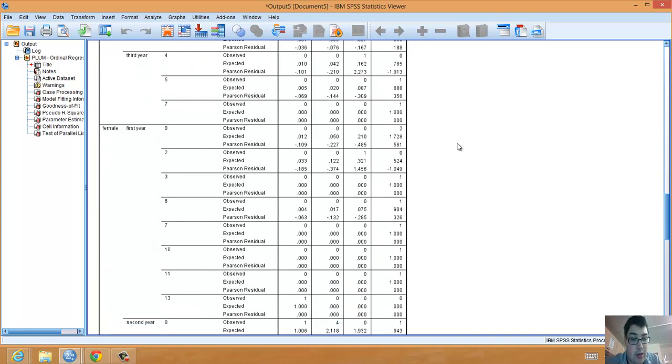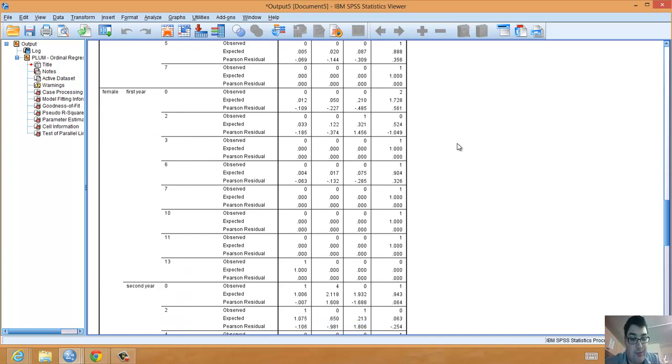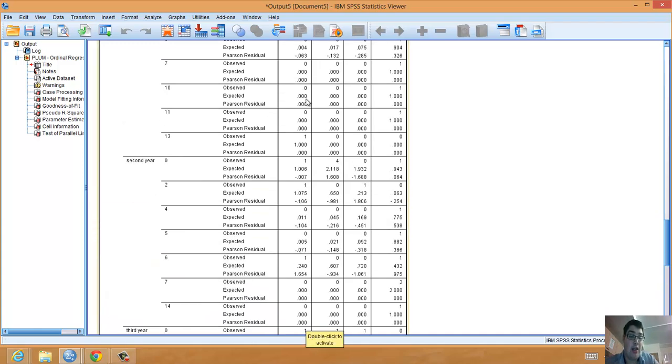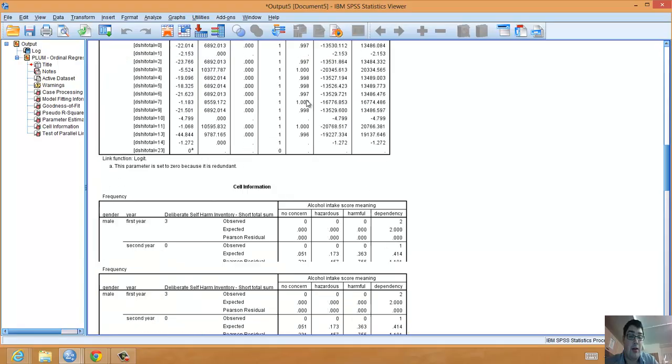And then you've got cell information, which is like a cross tab. Okay, then you've got test of parallel lines. It's not showing anything there because you've not achieved significance in anything up in this table here.